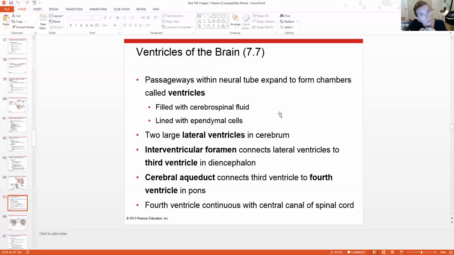Do you remember what they do? We just talked about them about 10 minutes ago. Ependymal cells, remember, secrete and monitor the cerebrospinal fluid. There's 2 lateral ventricles in the cerebrum. There's an interventricular foramen that connects the lateral ventricles to the 3rd ventricle. The 3rd ventricle is within the thalamus, within the diencephalon. And then the cerebral aqueduct connects that one to the 4th ventricle, which is located right near the pons.